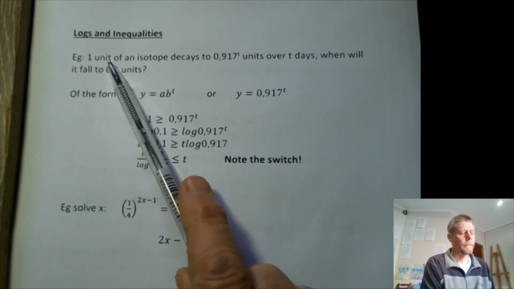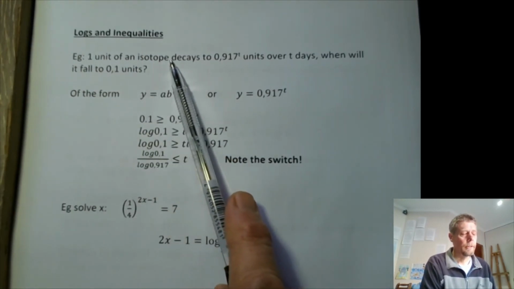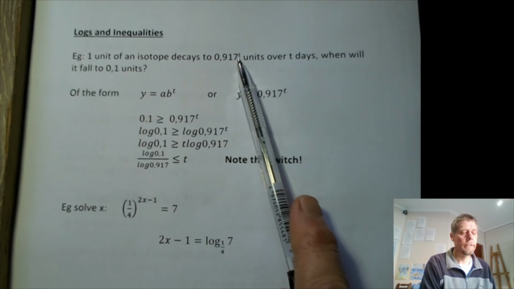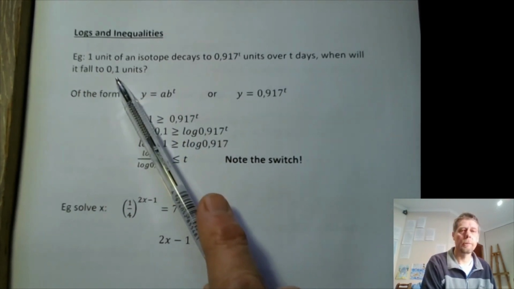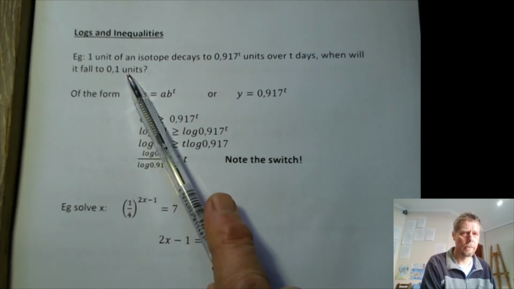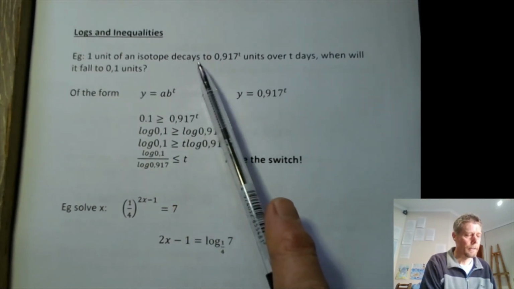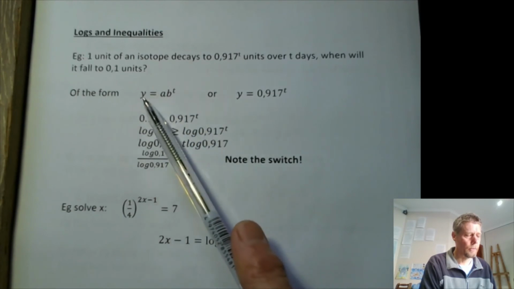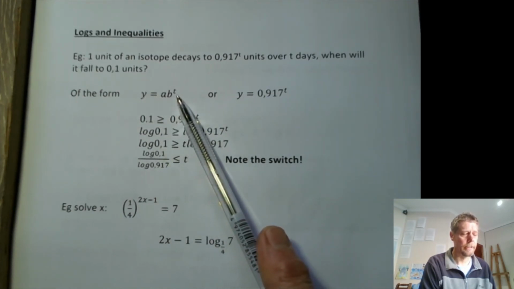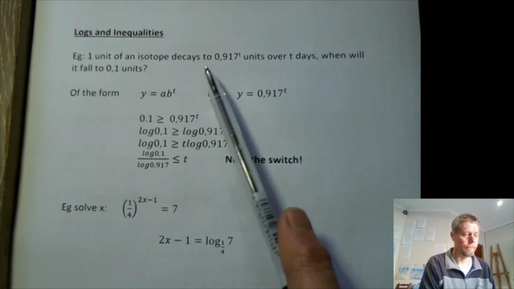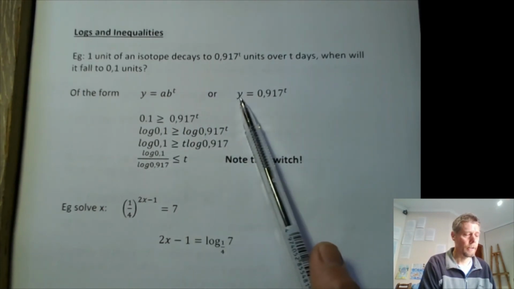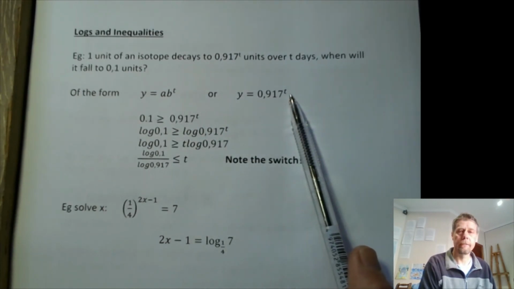For example, a unit of an isotope decays to 0.917 to the t units over t days. When will it fall to 0.1 units? Sounds complicated, but one first needs to notice that it's of the form y, the number of units, is equal to ab to the t. It's just a standard exponent, and in fact a is 1. There's no a in front of that term. So we just have y equals 0.917 to the t.